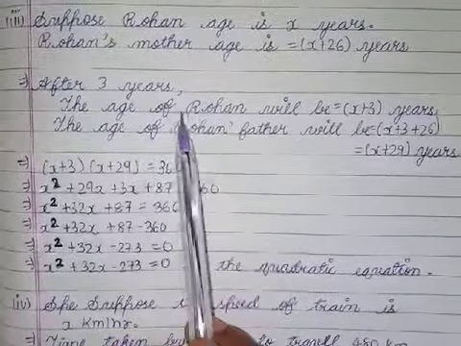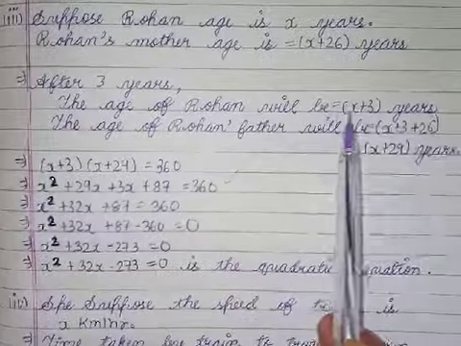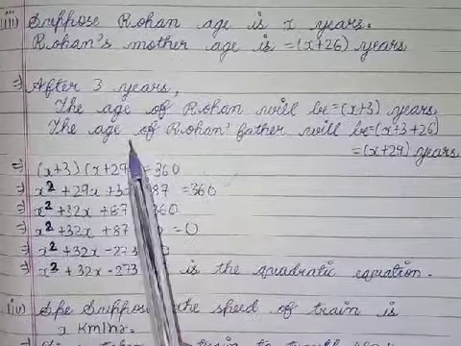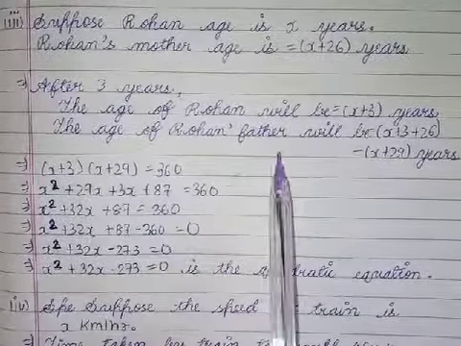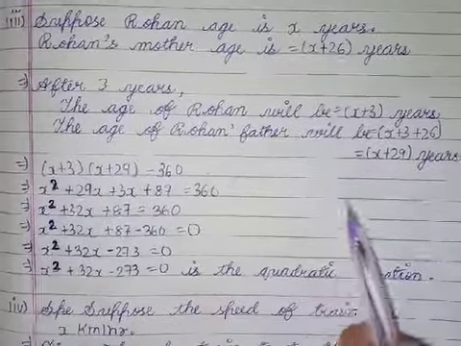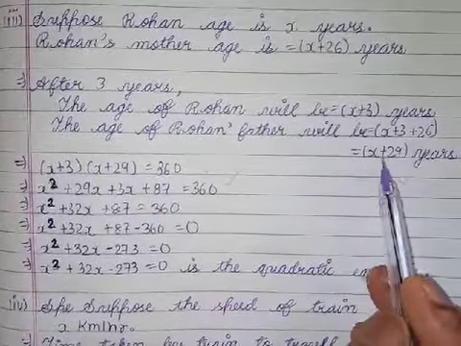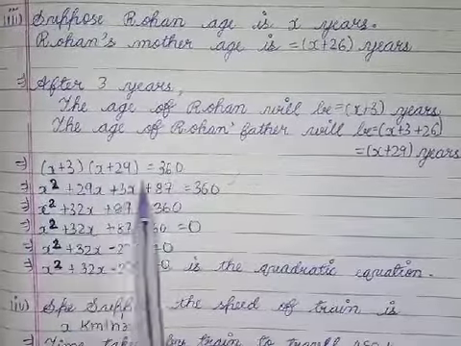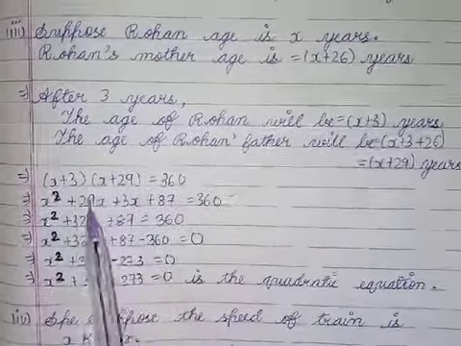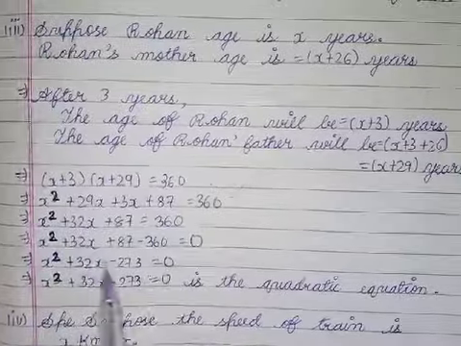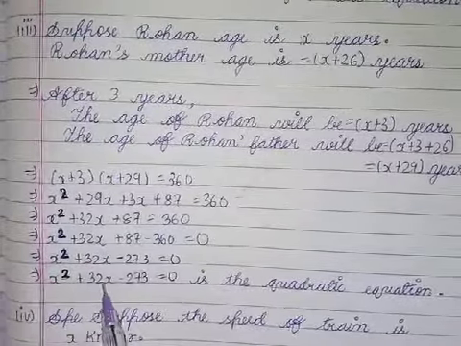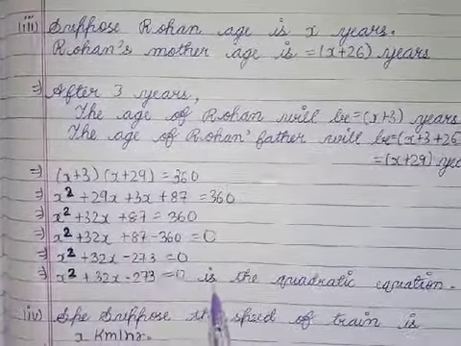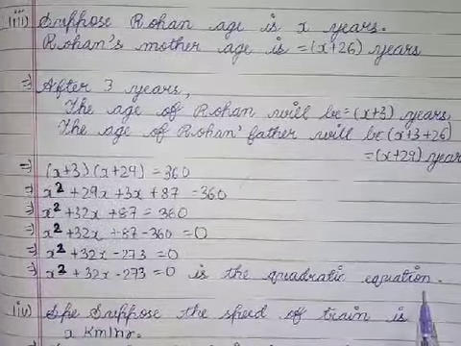So the age of Rohan will be x plus 3 years, and the age of Rohan's mother will be x plus 29 years. The product of the ages is what? 336. So if you multiply and solve it, you will get the equation x square plus 32x minus 273 is equal to 0, which is in the quadratic form.